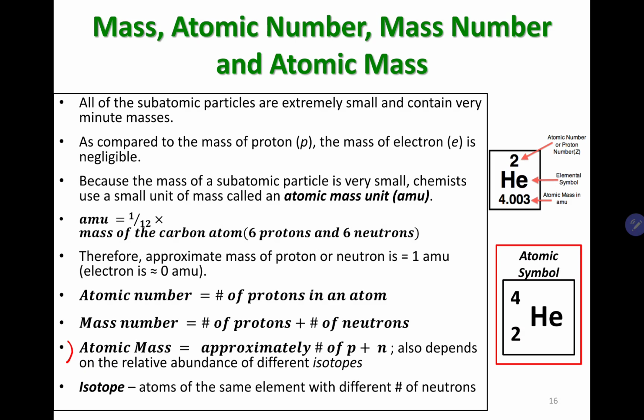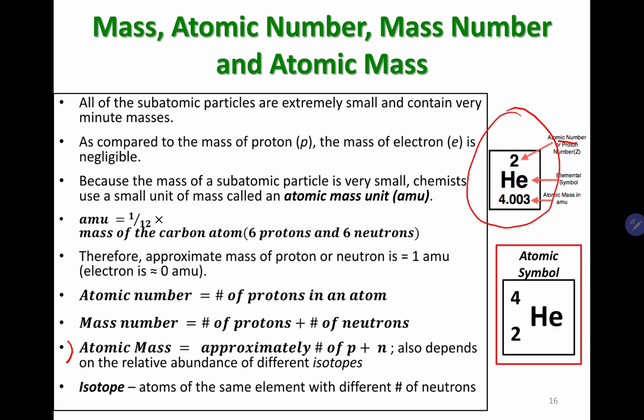If you take a look at an element in the periodic table, let's take helium for an example. Of course, you have the index number, which is our atomic number. And then there is also a decimal number for every element, written on the periodic table. This number is usually somewhat close to twice the atomic number, though it is not always the case. This decimal number is actually known as atomic mass.